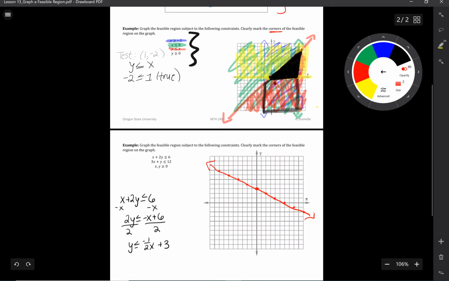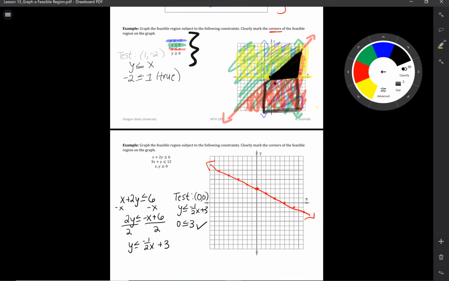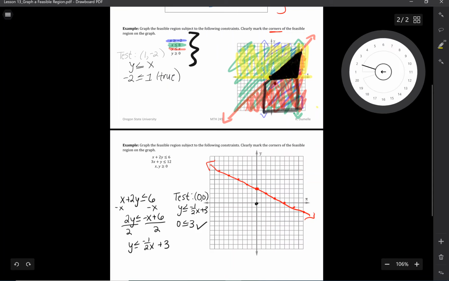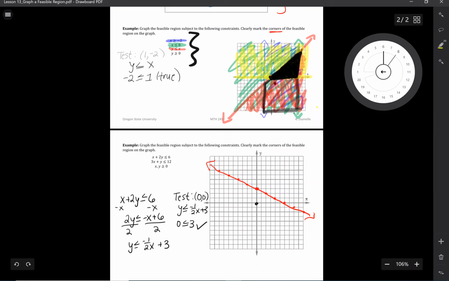So I need to test the point 0, 0. I have y is less than or equal to negative 1/2 x plus 3. If I plug in 0, 0, I get 0 less than or equal to 3, which is true. So the point 0, 0 is included in my region. So let's graph this. This is my region that I care about. That's the first one.